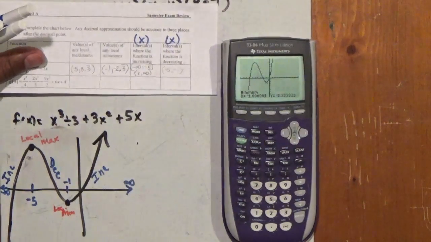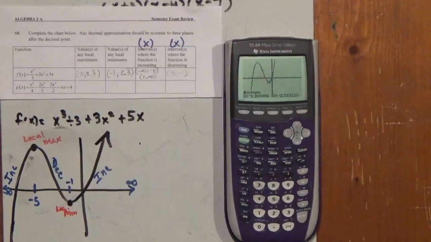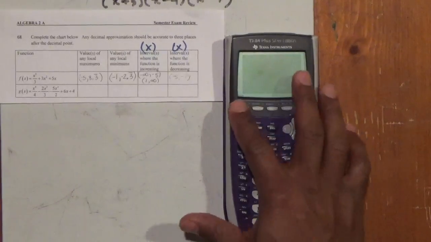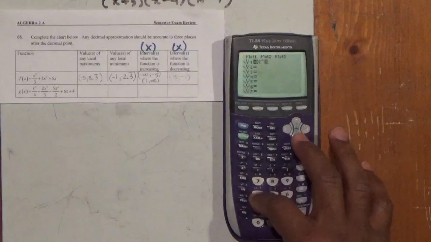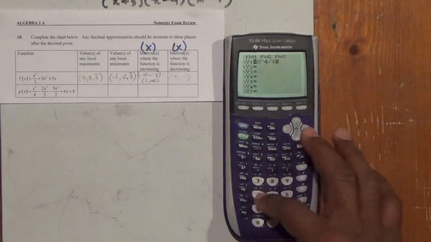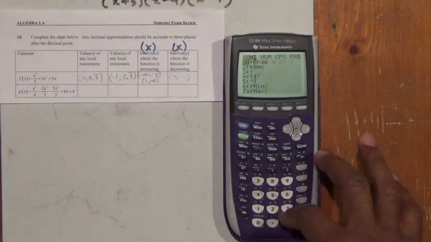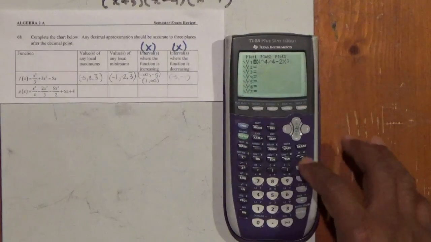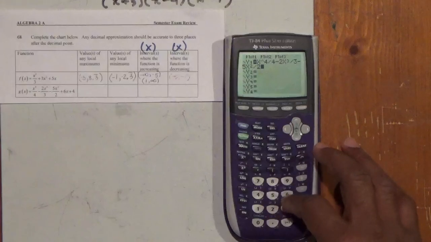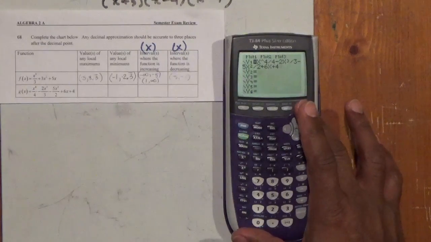We can try to do that again for g of x. Let's put this other equation in. y equals x to the 4th divided by 4, minus 2x cubed divided by 3, minus 5x squared divided by 2, plus 6x plus 4. A lot of stuff there. Let's graph that.